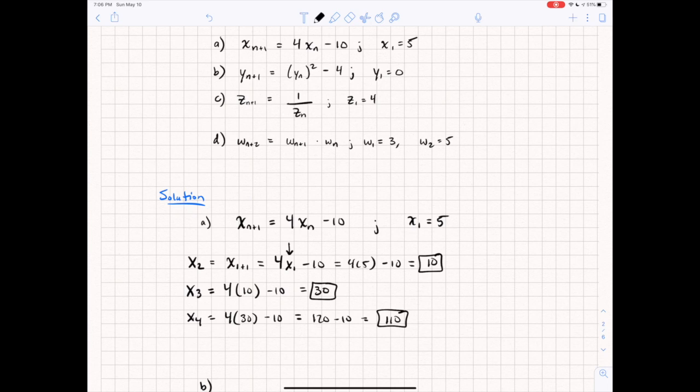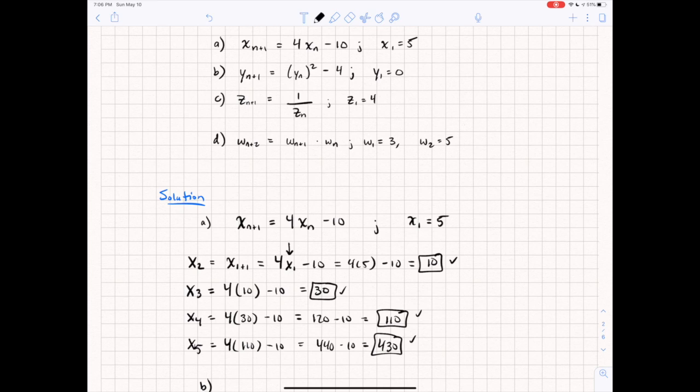Now to answer the question, we just need to go one more step. So x5, this is 4 times x4, should be 4 times 110 minus 10, 440 minus 10, or 430 as my final. And so here's the next 4 terms, 1, 2, 3, 4, and we've gone through and finished that part of the question. So this is how B, C, and D essentially will work.